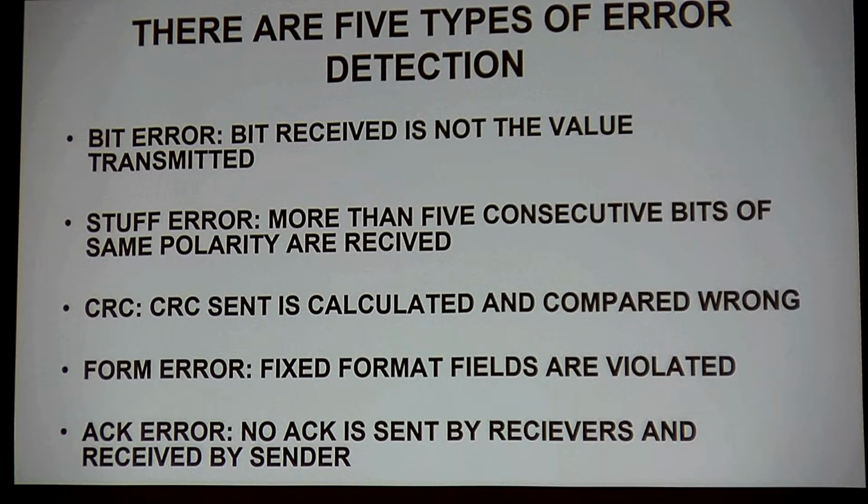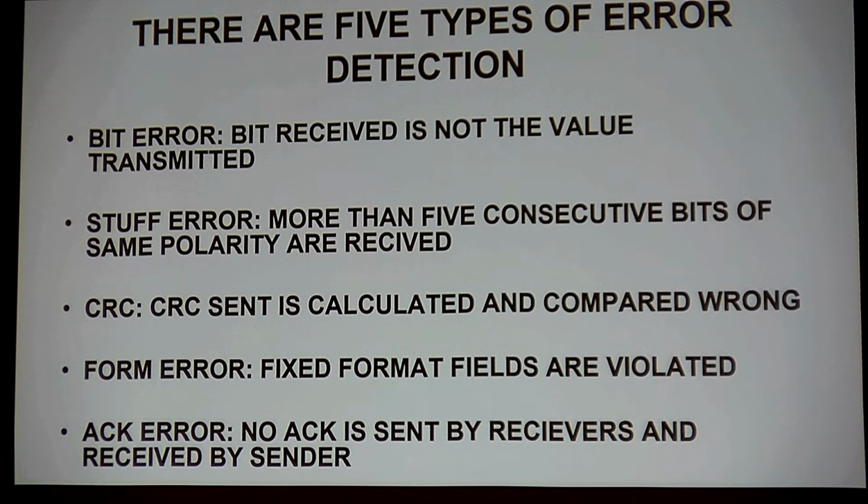Bit error. So I can have a bit error. That's where the bit received is not the value transmitted. That's a CRC check, right? Checking the bits. We're going to do a CRC, and then we're going to look at two strings, and the strings have got to match up. Basically, bit stuffing. How many bits do I have to have in a row? I can never violate 5 bits. If I go to 6 bits, it destroys the frame. That's how they say that this frame is no good.